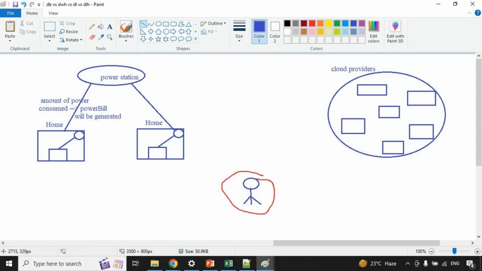So as a user, I can connect to the cloud environment and use the processes, whatever required processes and services. For suppose I want a database, I can use that one and pay for it. Here, individually at home, you are not maintaining a power station for the entire village. Similarly, the cloud providers have already provided the services, so you can utilize them here.